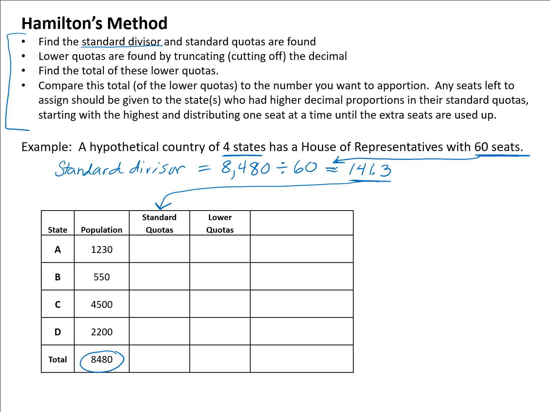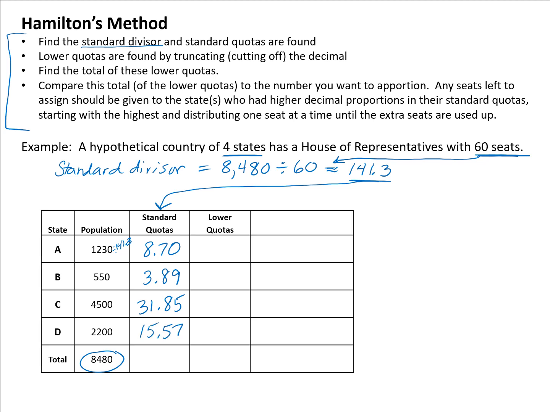To do that, we take the population and divide by that value. The first state has a population of 1,230. We divide that by 141.3 and come up with a standard quota of 8.70. We'll do the same thing for state B: 550 divided by 141.3 gives me 3.89. State C, 4,500 divided by 141.3 gives me 31.85. State D, 2,200 divided by 141.3 gives me 15.57.